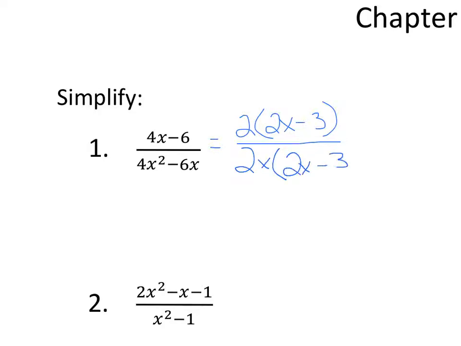2x minus 3. Now the idea with rational expressions is to factor so that we can cancel the factors that match. And you can see this 2x minus 3 matches. So we're going to cancel them off. And our final, actually we can cancel off these 2's because they match also. Our final answer is 1 over x.